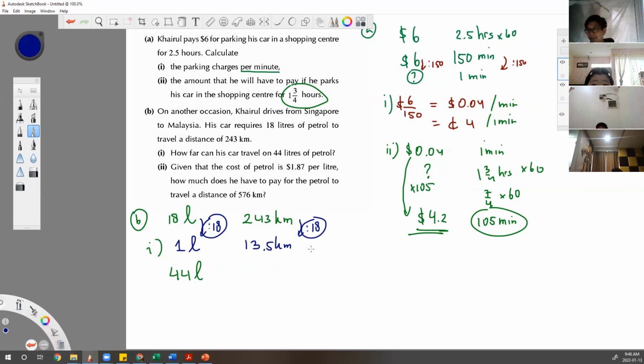But the question is, he has 44 liters of petrol. So you multiply by 44, right? From 1 to anywhere is quite simple. Multiply by 44, and you multiply by 44. That's the easiest way. 13.5 times 44, the answer is 594 kilometers he can travel with 44 liters of petrol.